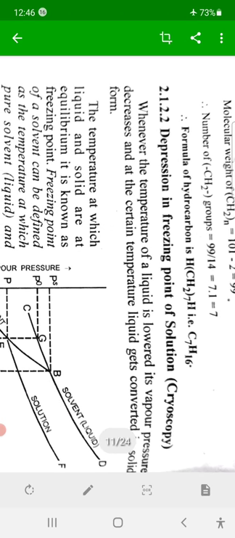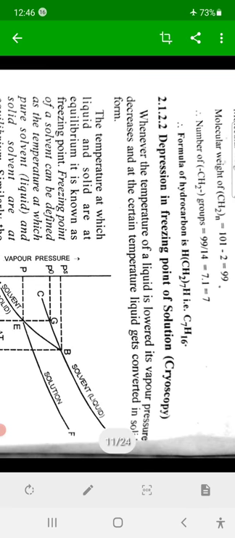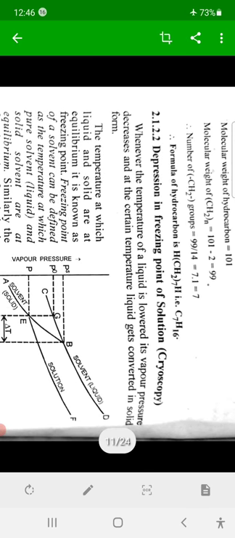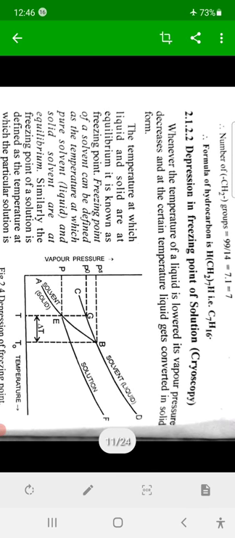Then here we discuss the next colligative property, that is depression in freezing point of solution. Depression in freezing point. Depression means decrease. Decrease in freezing point of solution.